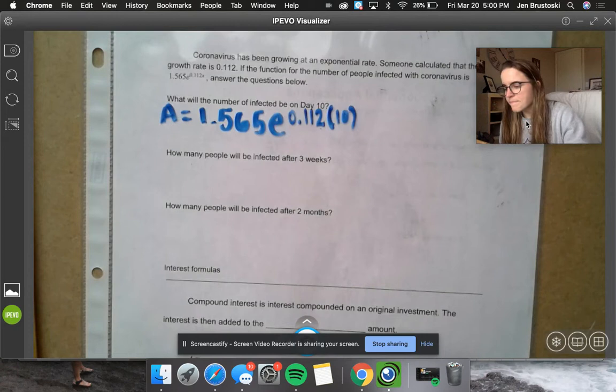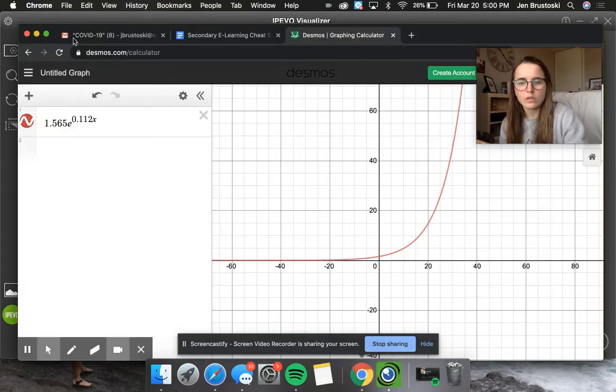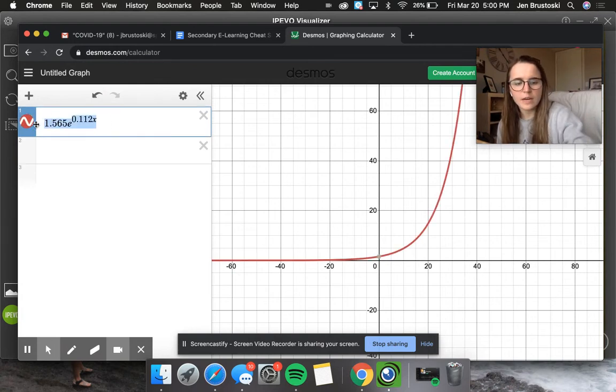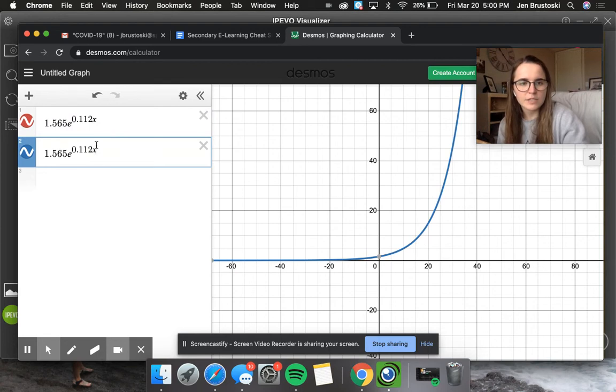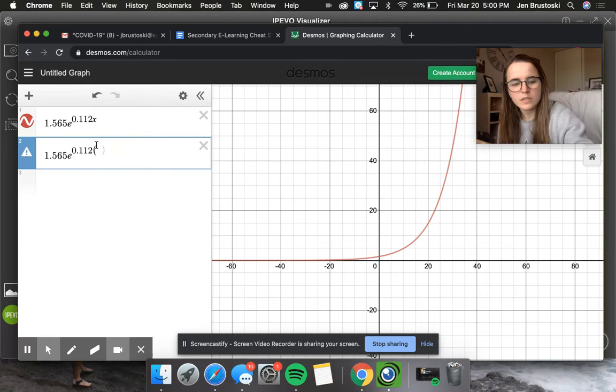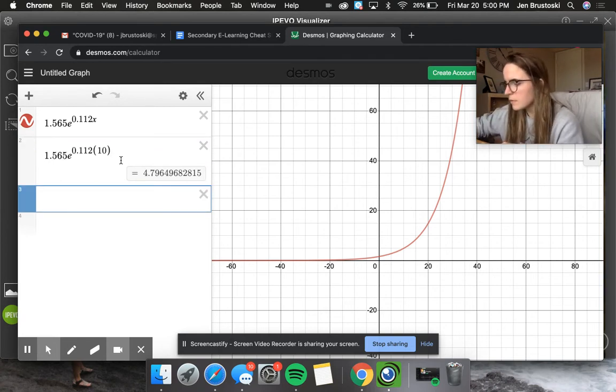Let's go over to our graph. Everything we're going to do is just type it in. I'm lazy, so I'm going to copy this down and paste it, and then plug in my value for x right here, which is 10. So at the end of day 10, there are 4.79 people infected.